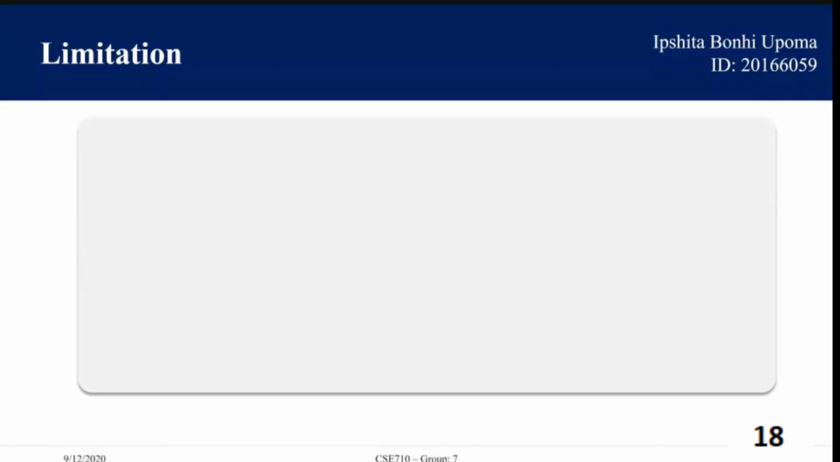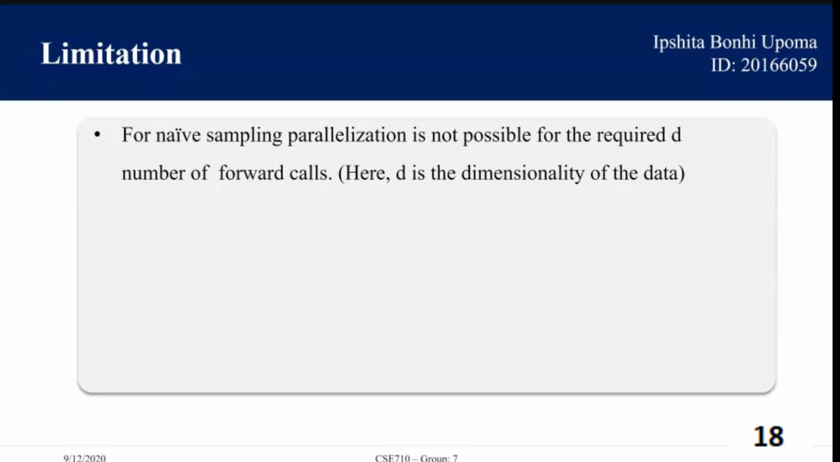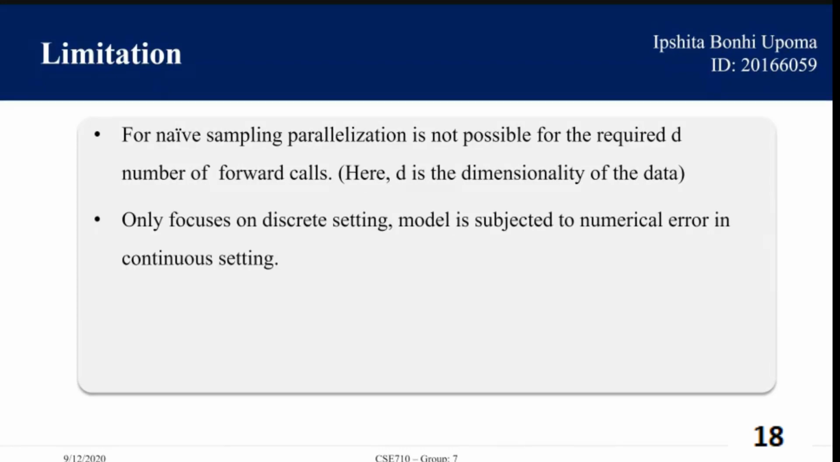Hello, I'm Ipshita. I'll be talking about the limitations of this paper. The ARM inference used in this paper uses a formulation to obtain a log likelihood for every variable in parallel. However, this setting fails to parallelize the number of forward calls for naive sampling from the ARM. The models introduced in this paper are based on a discrete setting. Using this model in a continuous setting is subject to numerical errors.